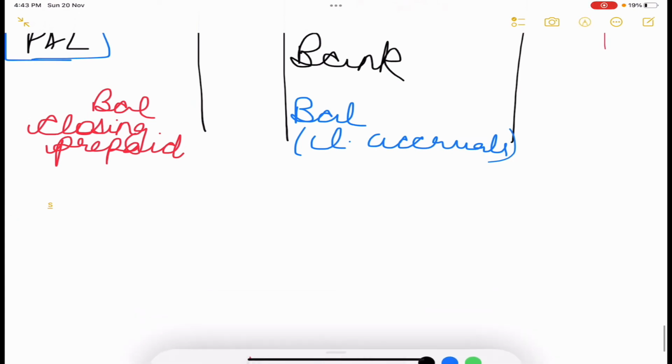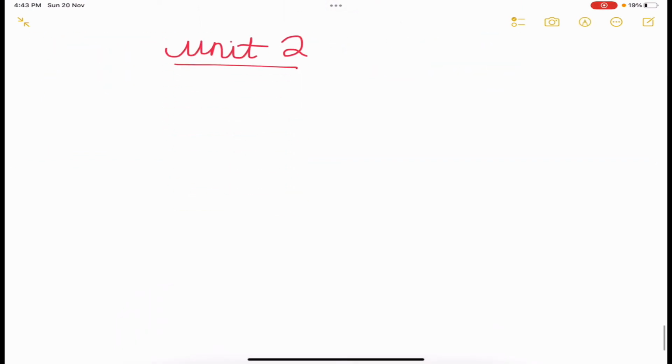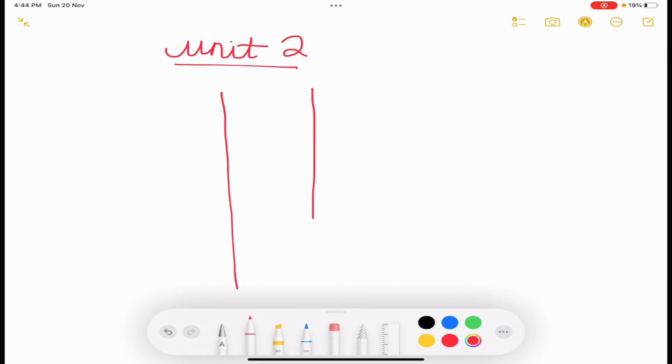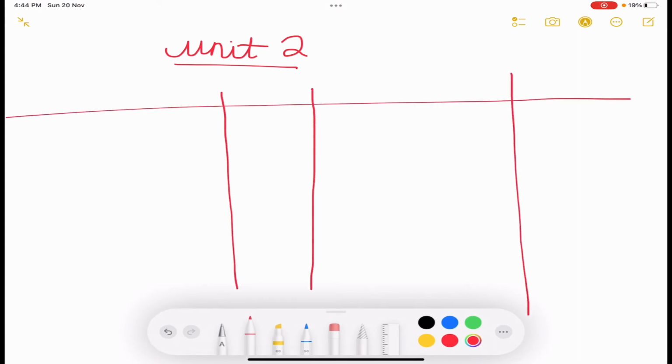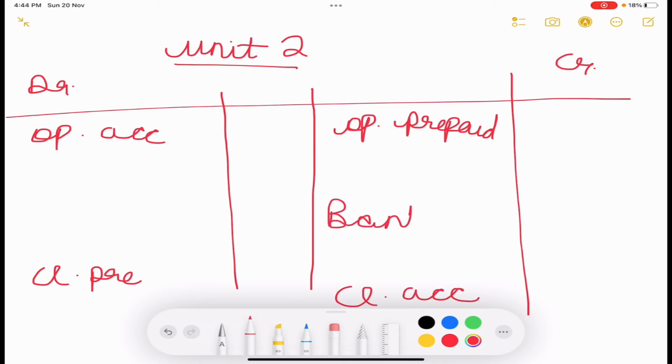Now we are making the account for unit 2. We all know how to make the ledger now, so let me just make it. Debit, credit. We know that this side is the opening prepaid for incomes, and here we have the closing prepaid. We have opening accrued over here, closing accrued over here, and we have bank here and P&L here. This is for the incomes. We know that.